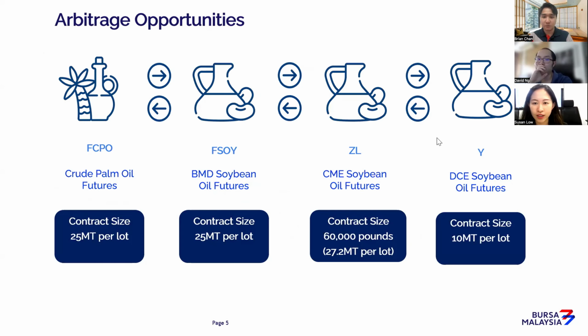Here's a diagram showing the related edible oils. FCPO, crude palm oil futures, the contract size is 25 metric tons per lot. FSOY, we make it 25 metric tons per lot as well. As for CME soybean oil futures, it is 60,000 pounds, roughly 27.2 metric tons. As for DCE soybean oil, it's 10 metric tons per lot. So FSOY and DCE soybean oil, although their contract sizes are different, the way they are priced is also per metric ton. So the price is per metric ton per contract, same as FCPO as well.